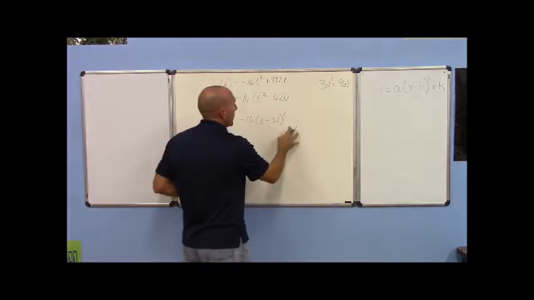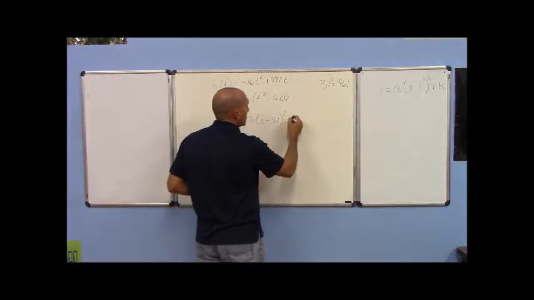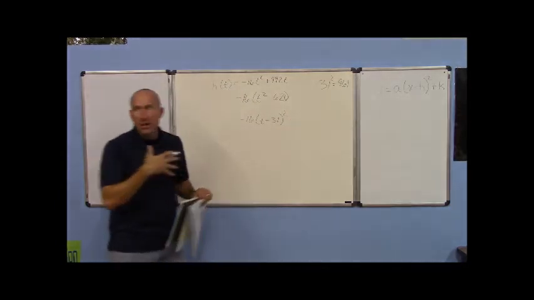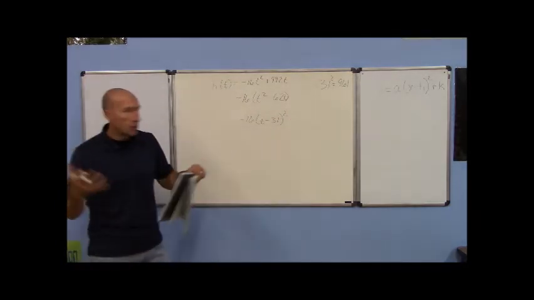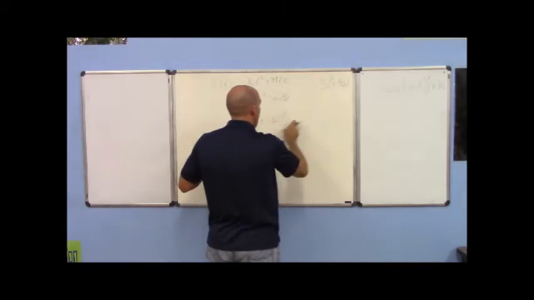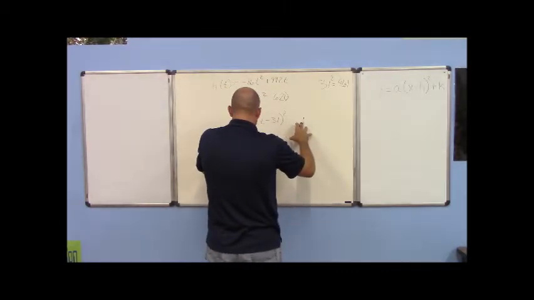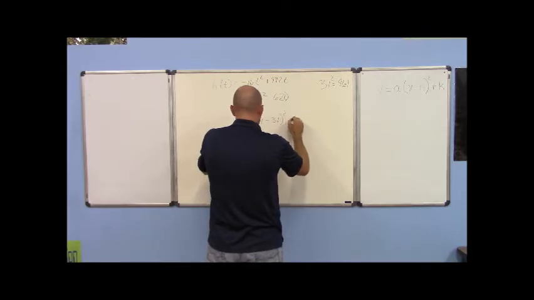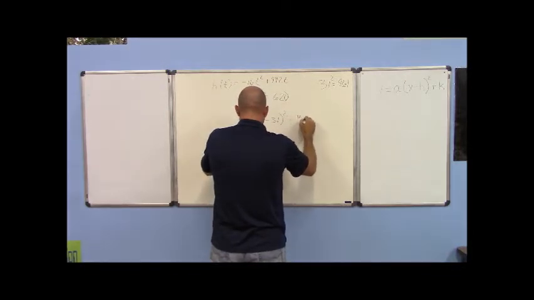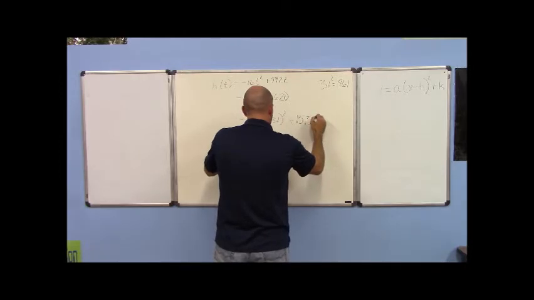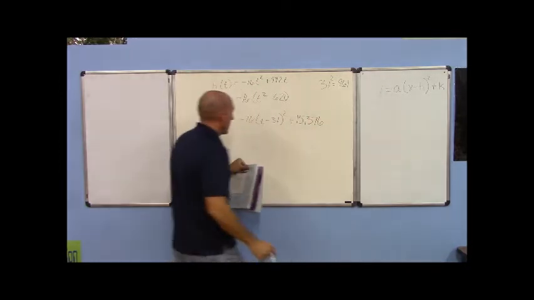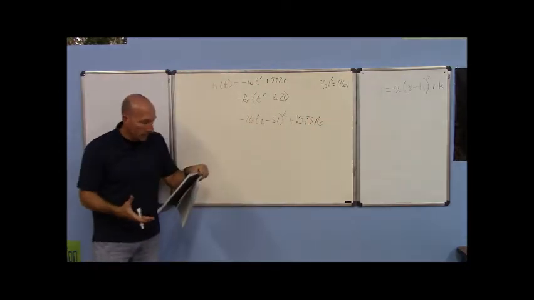But remember, whatever you do to one side, you have to do to the other. The shortcut is that we'll end up doubling this ultimately. But one second, 15,376. This is where we're going to end up.